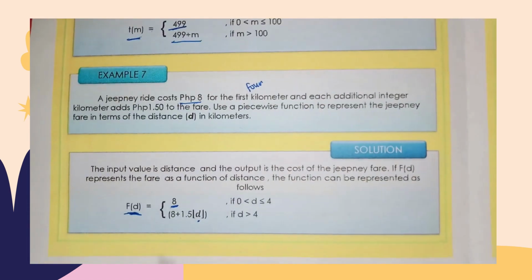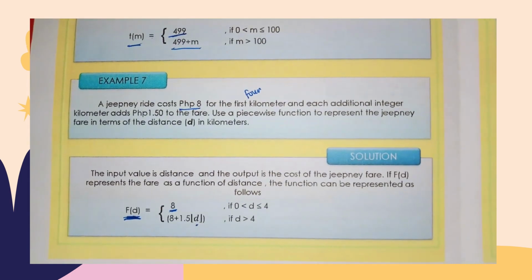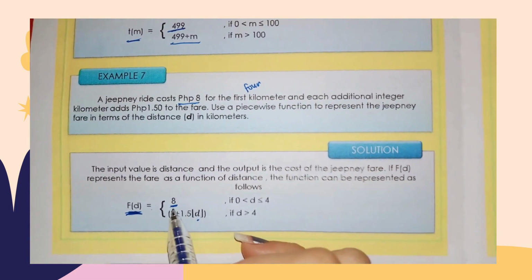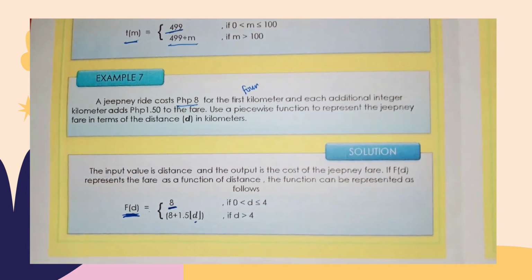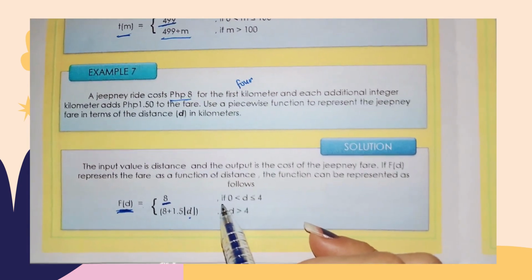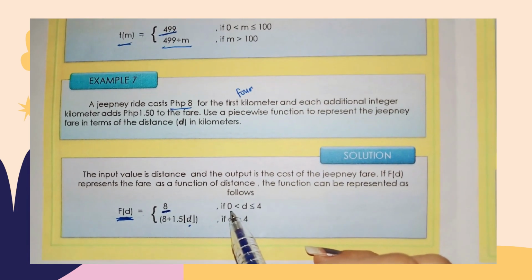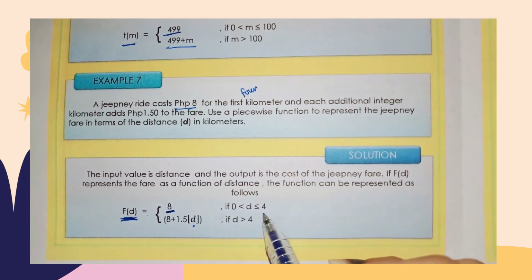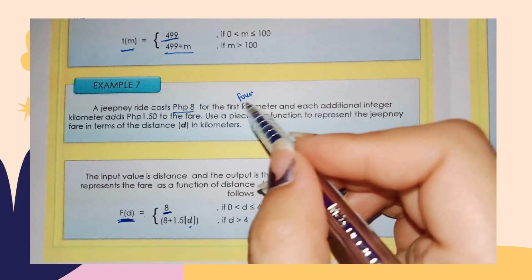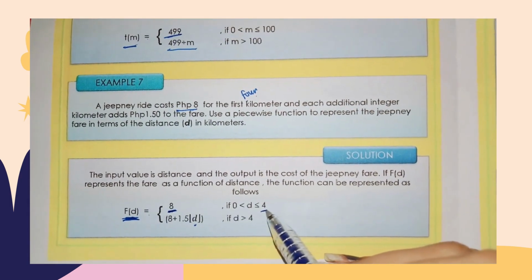So, yung function natin ay may distance d, kaya f of d yung ginamit natin. Then, equals, ano yung dalawang condition natin? First is 8 pesos. Yung 8 pesos, possible lang siya if yung distance natin ay lagpas sa 0 pero konti sa 4. Kasi sabi niya dito, first 4 kilometers. So, kapag 4 siya, hanggang dun lang yung 8.